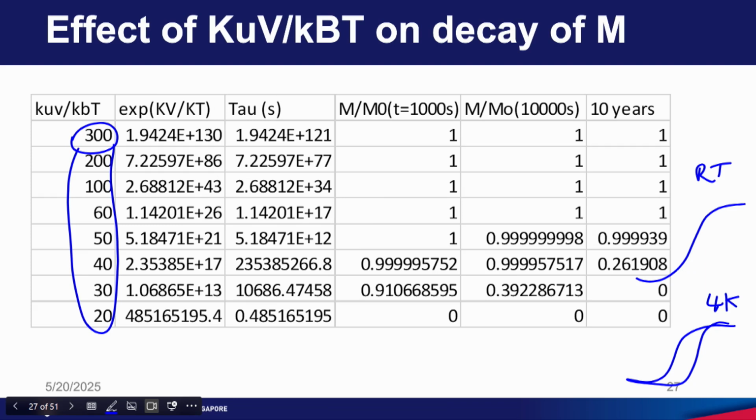So, if I wait for 100 seconds, in samples up to KUV by KBT of 50, there will be no change in the magnetization, but if KUV by KBT is smaller, then you see the magnetization is dropping. Okay. So, it is like 1% drop, 9% drop. When it goes to 20, almost no magnetization. Basically, here we have superparamagnetism.